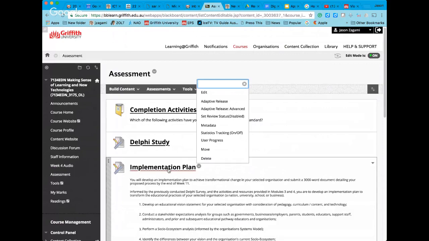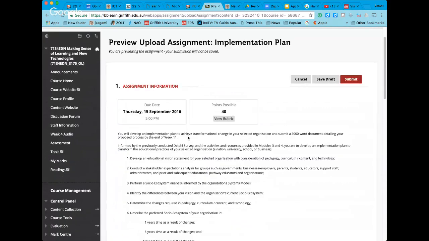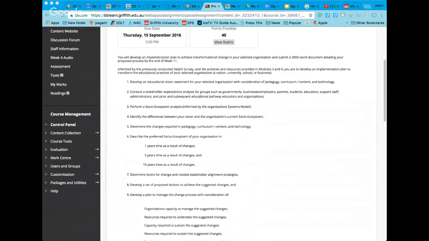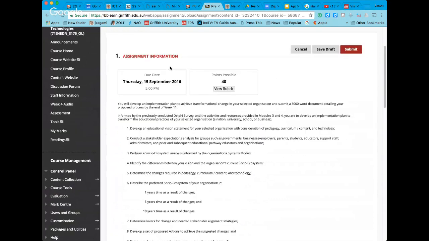And let me just bring up the rubric so that we can clarify that for you. And you'll see that your vision represents a good quarter of the marks. So making sure that you've got a good, clear vision statement. And then it also develops into a good socio-ecosystem analysis is important. I won't go into too much more detail about the assignment just yet, but that's enough to get you sort of thinking about the first couple of steps.